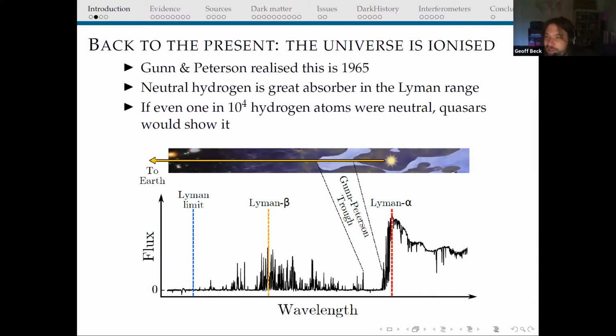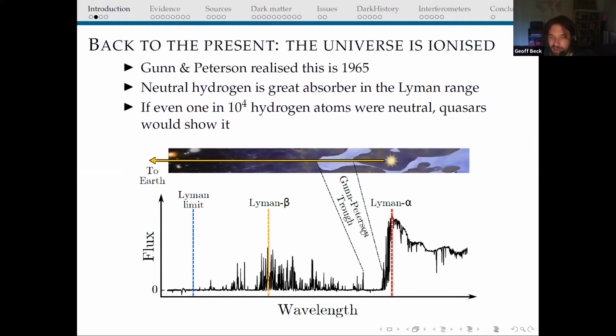They did this by looking at light from distant sources, quasars in this case. If you had almost any neutral hydrogen on the line of sight, it would absorb very strongly in the Lyman alpha regime. What they noticed was that all of the quasars they could see, which were only at about redshift 2 or so, didn't have any sign of this absorption.